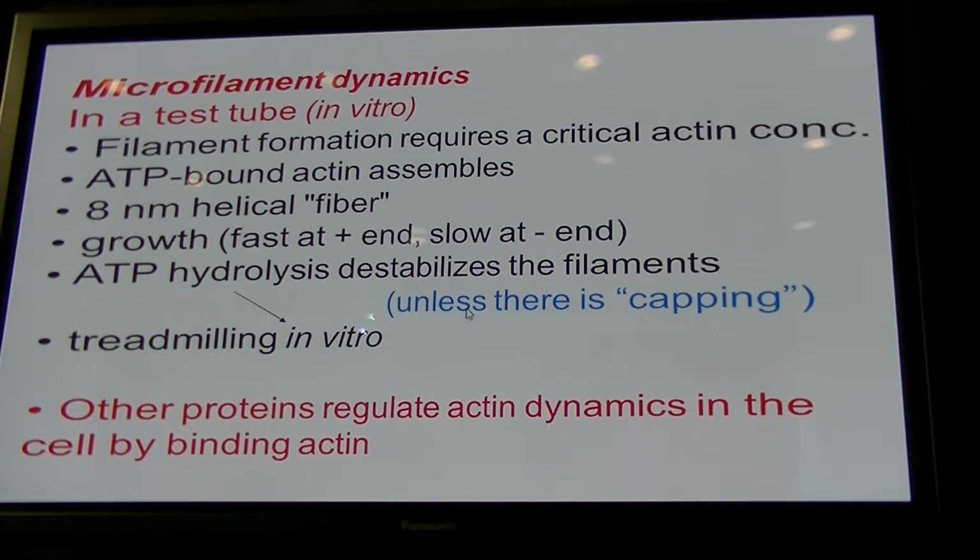Now, what we can see is fast growth at the plus end, but there can also be degradation of the filament at the minus end, which can happen when concentrations drop. Then in a test tube, we actually see the actin filament grow on one end and break down on the other, and it's kind of like a treadmill.